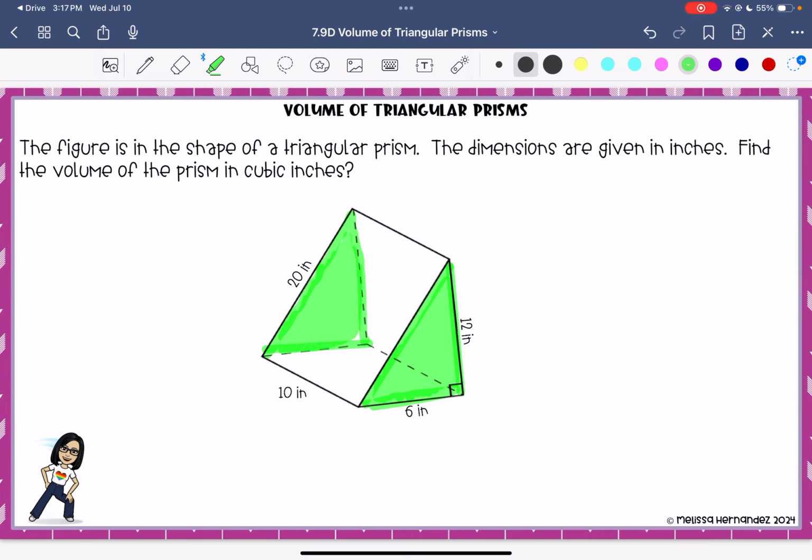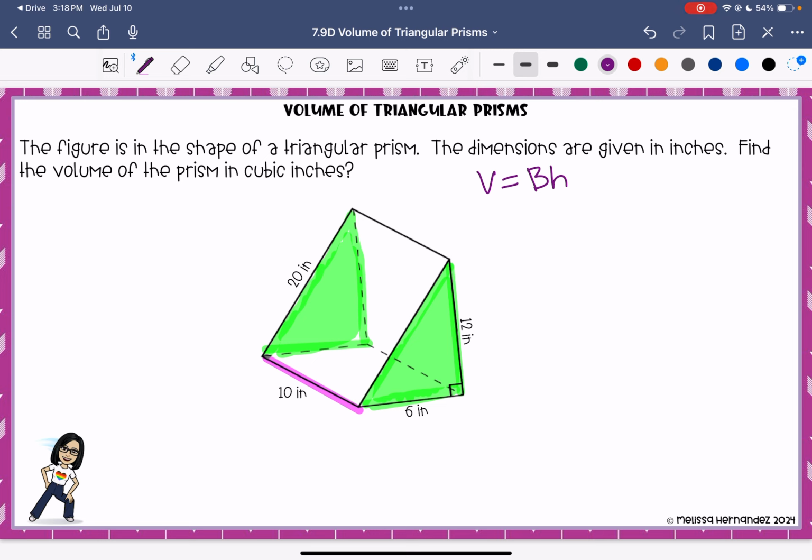After we're done shading our bases, we're going to write down the formula. Volume equals area of the base times height. We're not given volume. We are given the numbers to solve for area of the base and the height of the prism. The height of the prism is the distance between both bases, and in this case it will be 10.